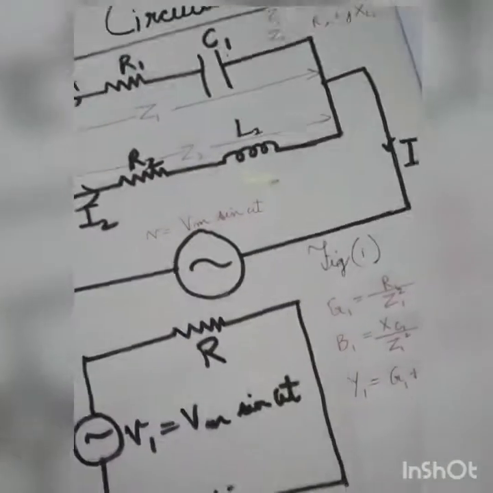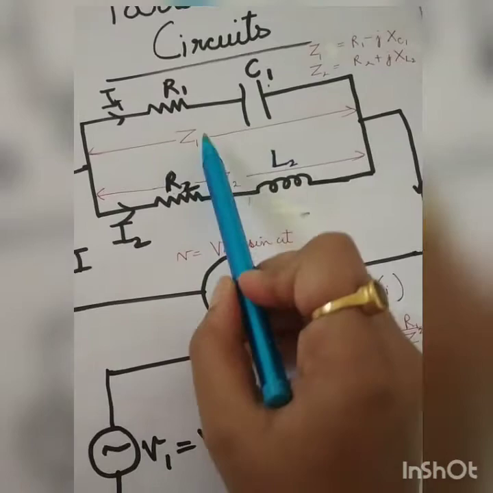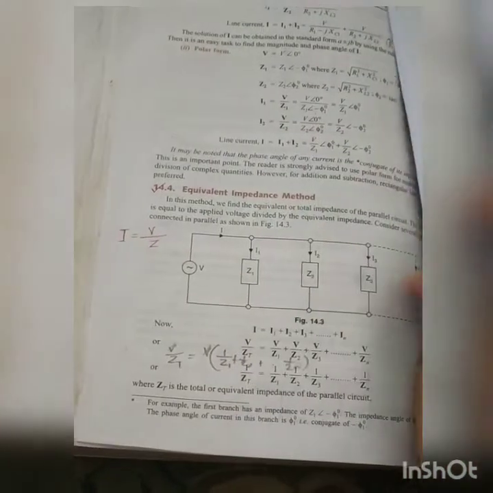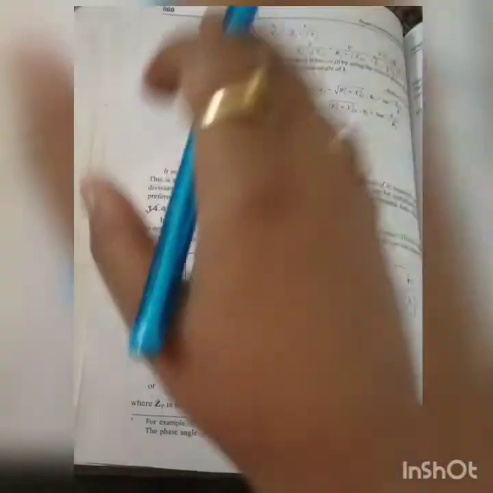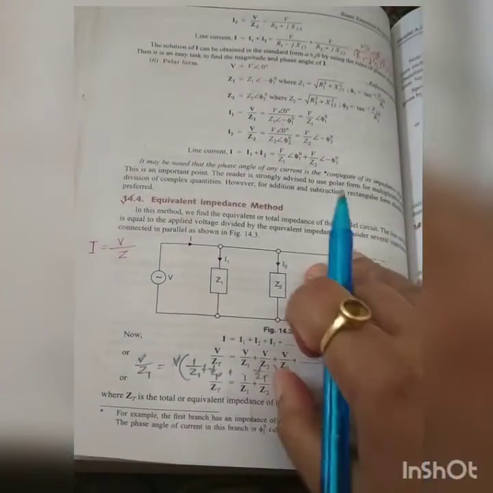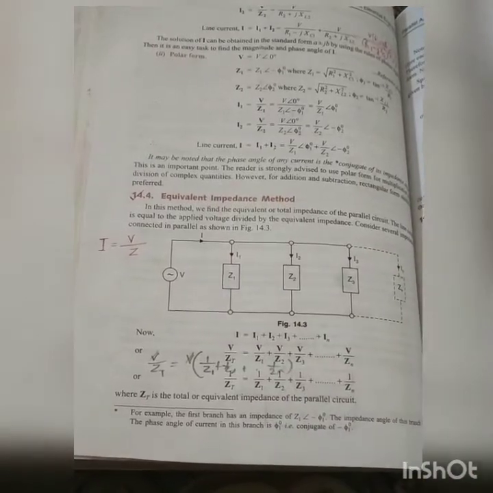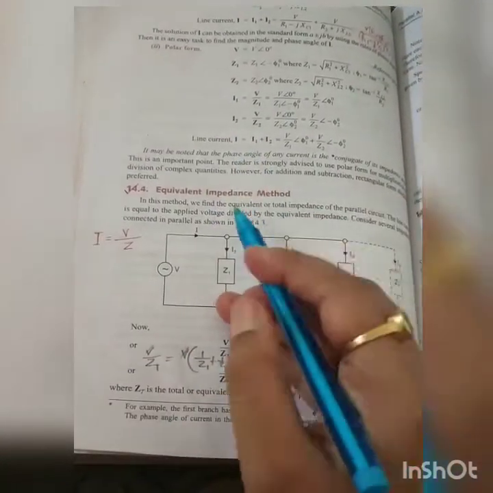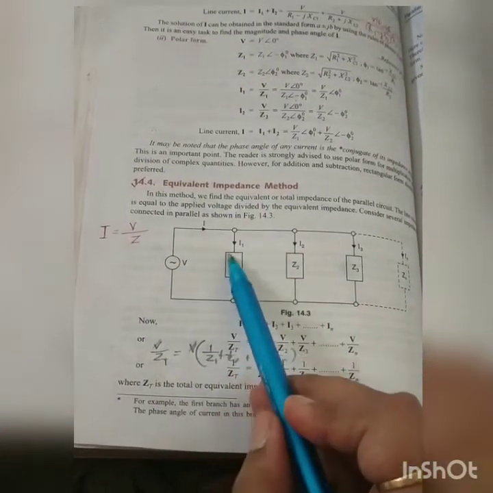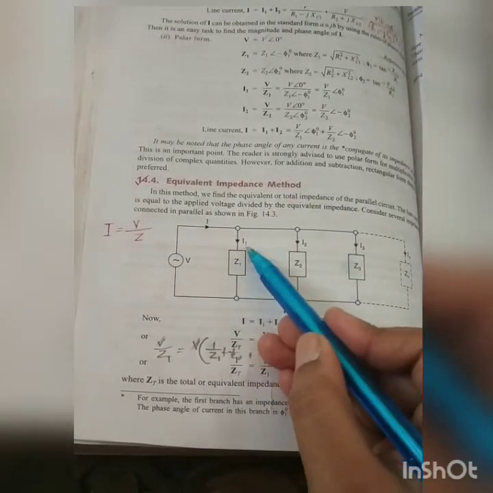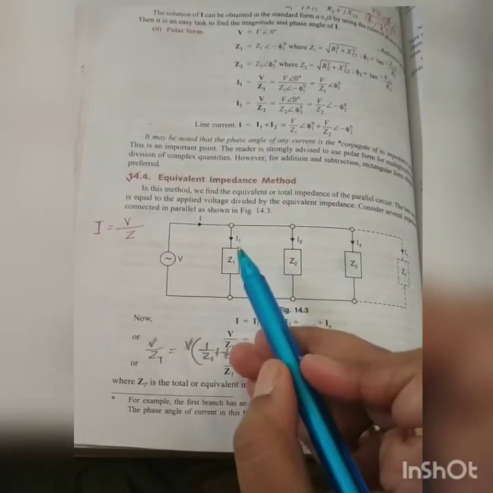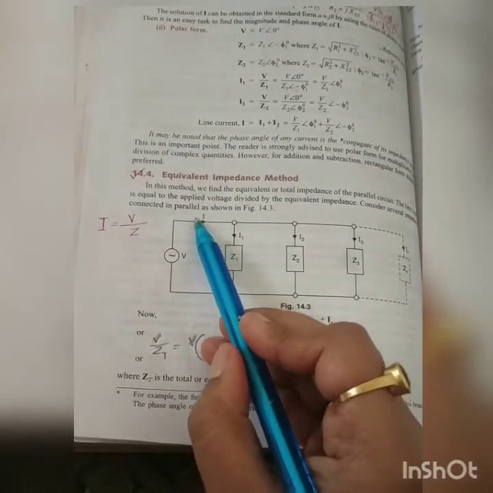In figure 1 there are 2 impedances, Z1 and Z2, so we have to consider just 2. But if there are more than 2 branches, then the phasor diagram or phasor algebra method would be tedious and require very much time. So to simplify the process, we can use the equivalent impedance method or the equivalent admittance method. Here the impedances are drawn in parallel, and then we can find the current.